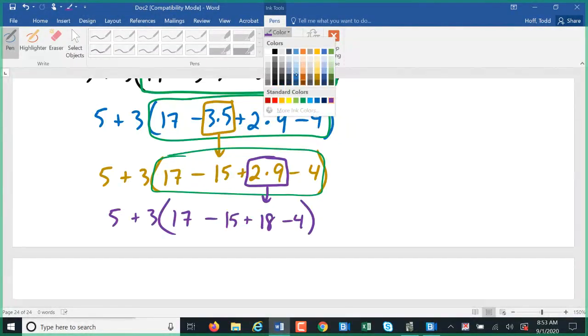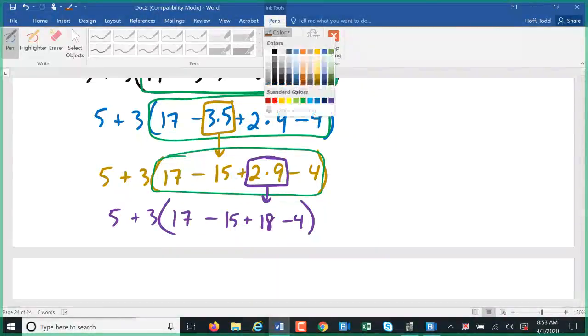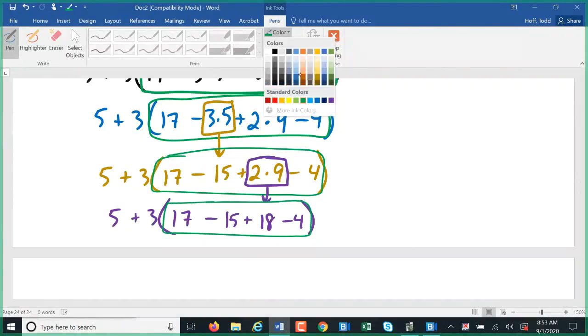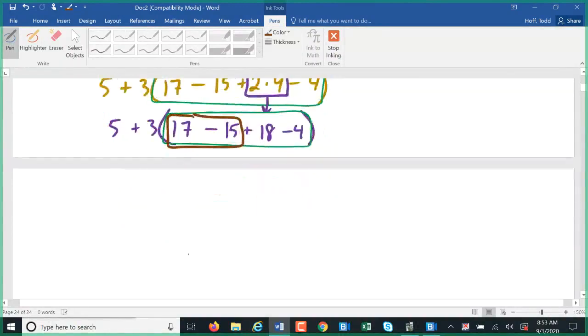Now, we're still inside that set of parentheses here. But all that's left is addition and subtraction. So we're going to go left to right. 17 minus 15 is 2.